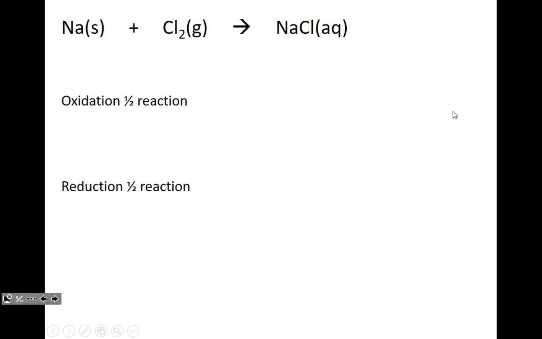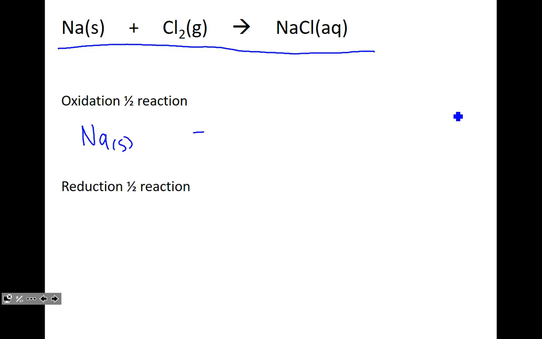Here's another example of a reaction. We have sodium plus chlorine gas yields sodium chloride. So what we're going to do is break it down into 2 reactions. We're going to start off with the oxidation reaction, which is a loss. So we have sodium metal.